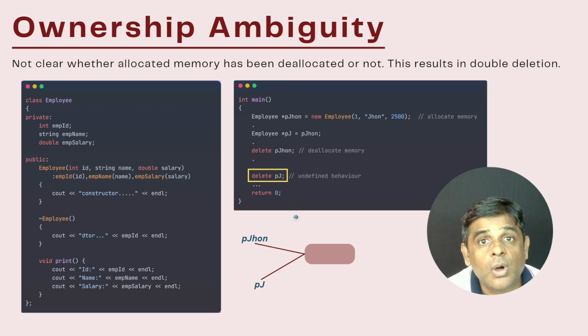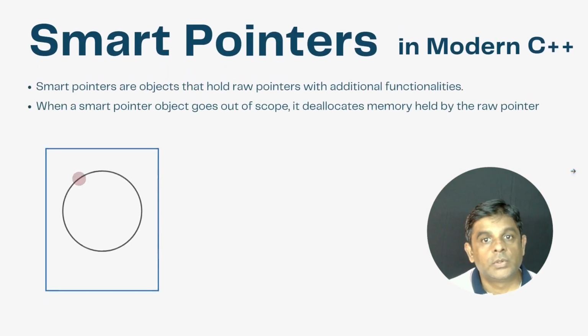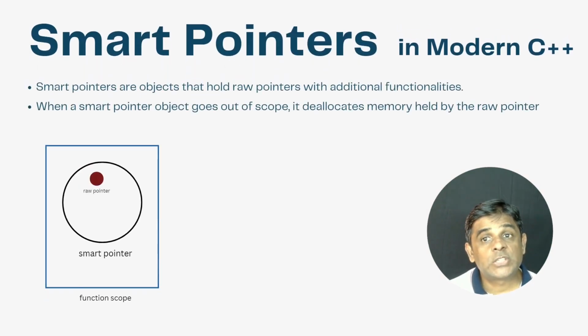So how can all these issues with raw pointers be solved in modern C++? In modern C++, there is a concept called smart pointers. When we use smart pointers, all these issues are resolved easily. So let's first discuss smart pointers. We will first understand what a smart pointer is and what the logic behind a smart pointer is.